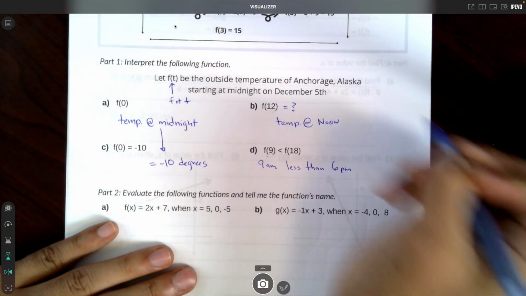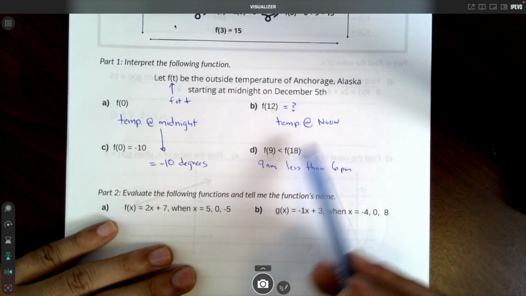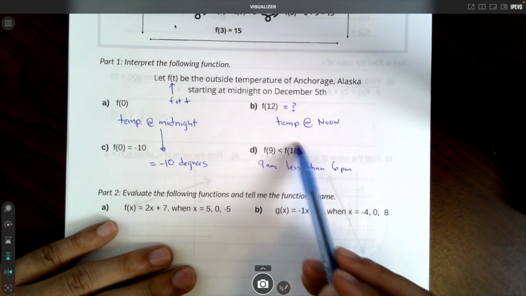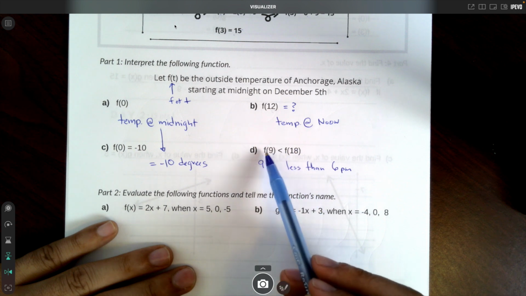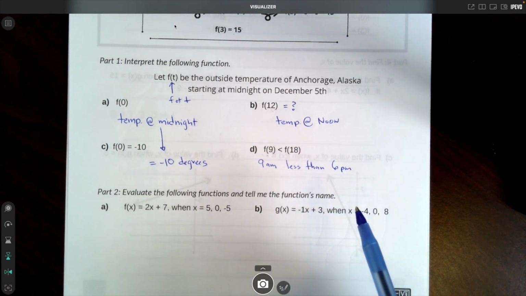All right. But that's what this means. It's like I'm asking for the temperature at noon. And then this over here is an inequality symbol saying that this is less than that. So this is more, so it's hotter, and then that's colder. So it's colder at 9 a.m. than at 6 p.m. Okay?